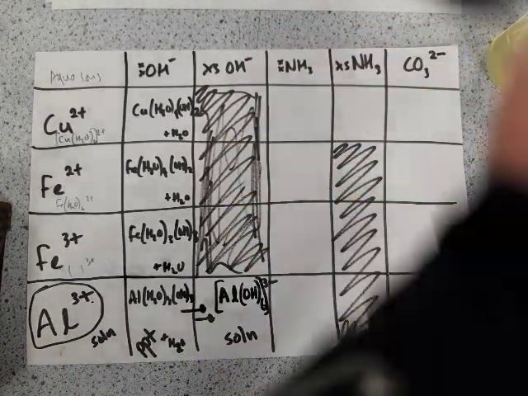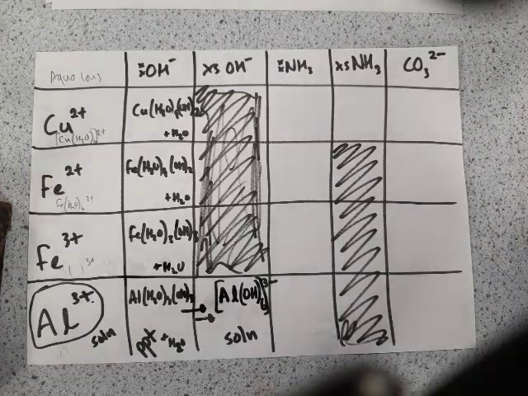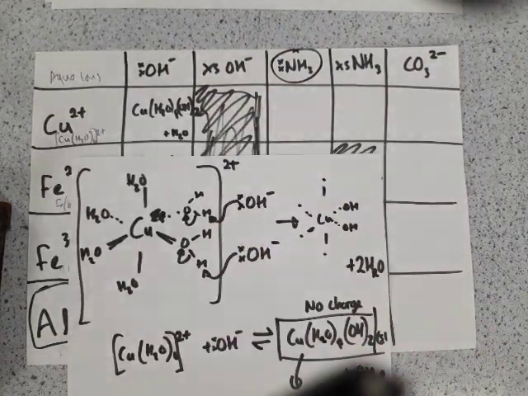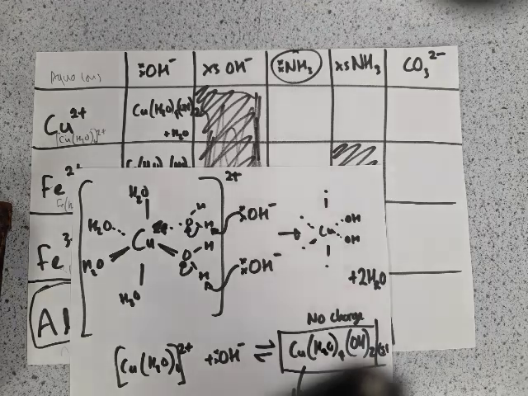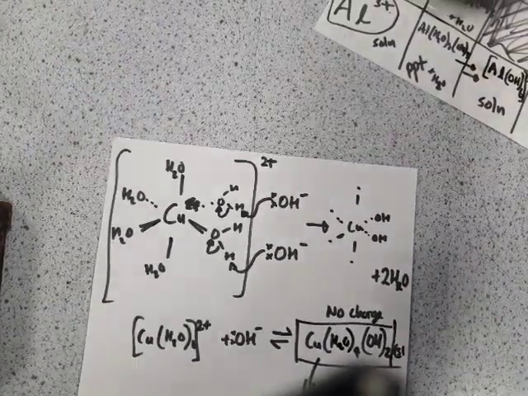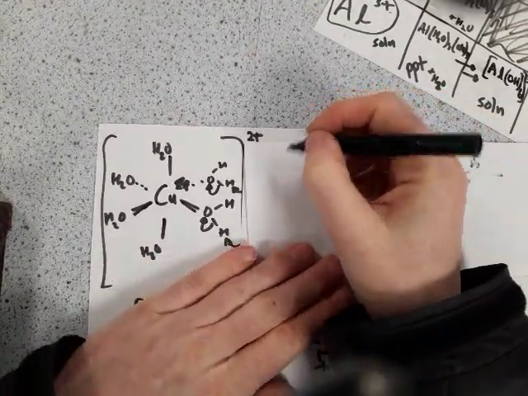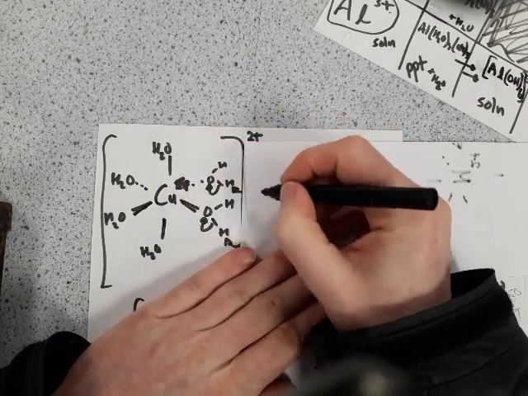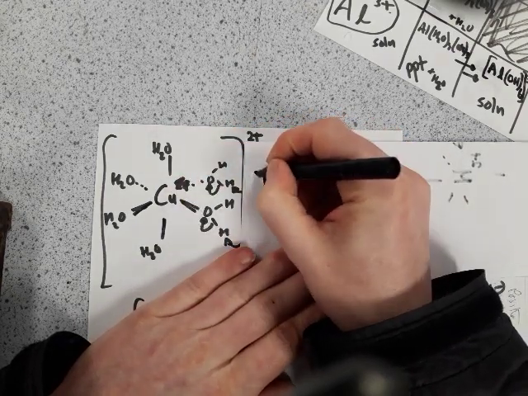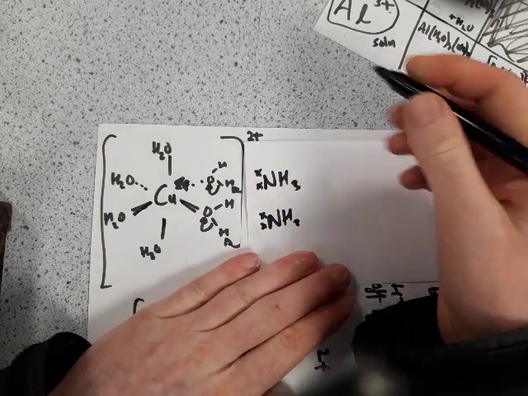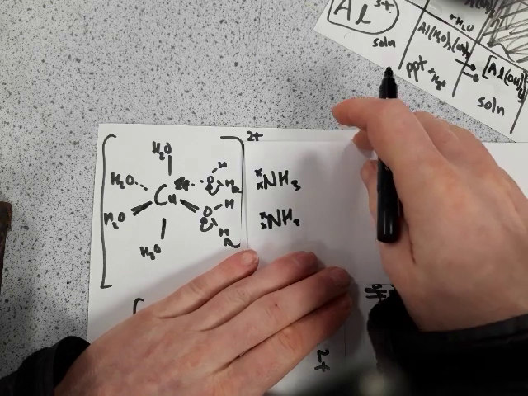Now here's the neat little thing about this table. NH3 here is a base just like OH minuses. So if you remember this diagram from before, when we added hydroxide, we're now going to do the same thing. There's my copper with 6 waters. If we add ammonia, ammonia is also a base. It's not quite as strong as hydroxide, but it'll just do the same thing.